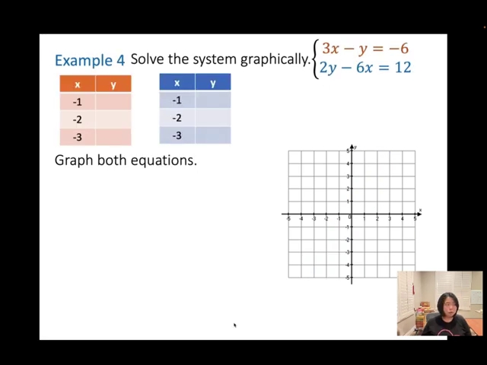Example 4. I want you guys to try plugging in the points and graphing the equations.